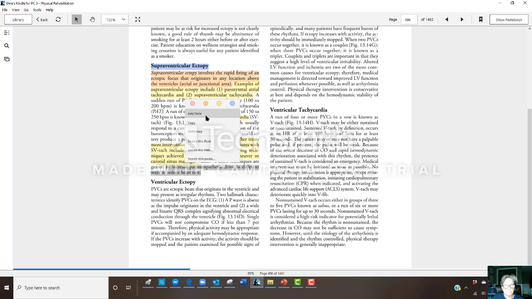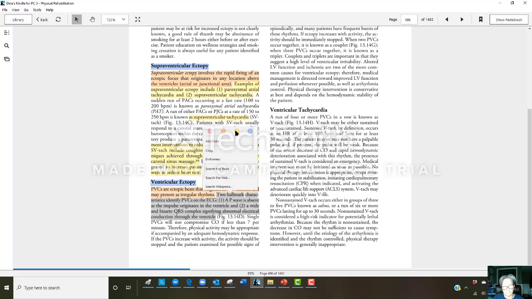Ventricular ectopy. PVCs are ectopic beats that originate in the ventricle and may present as irregular rhythms. Two hallmark characteristics identify PVCs on the ECG. 1. A P wave is absent as the impulse originates in the ventricle and 2. A widened, bizarre QRS complex signifying abnormal electrical conduction through the ventricle. Figure 13.14d. Single PVCs will not compromise CO if fewer than 7 per minute.